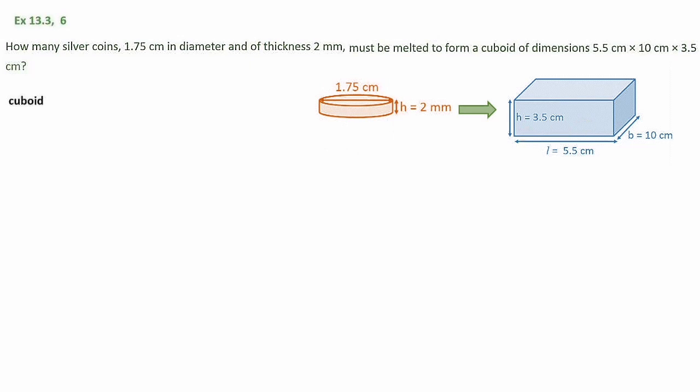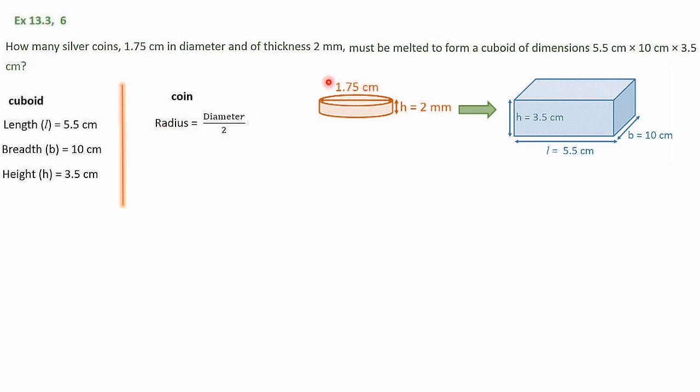Let's write the dimensions given to you. For the cuboid, length is 5.5 centimeter, breadth is 10 centimeter, and height is 3.5 centimeter. And next is for a coin. It is quite clear, the coin is in cylindrical shape. We have the radius, diameter by 2, that is 1.75 by 2 centimeter. Here this is a decimal value, so we will go with a different approach for easy calculation. We will avoid the decimal and use the fraction. 1.75 we can write as 175 by 100.